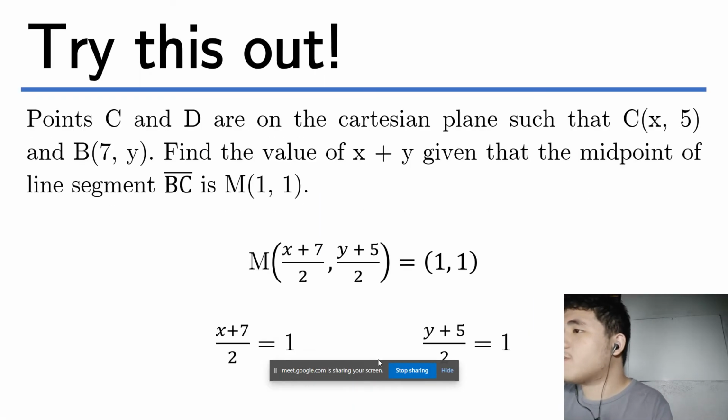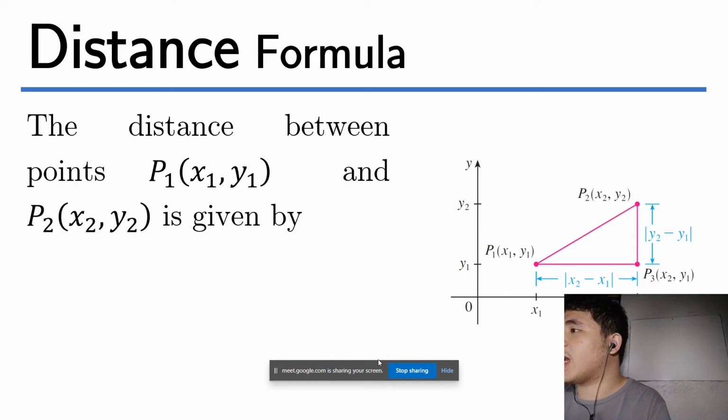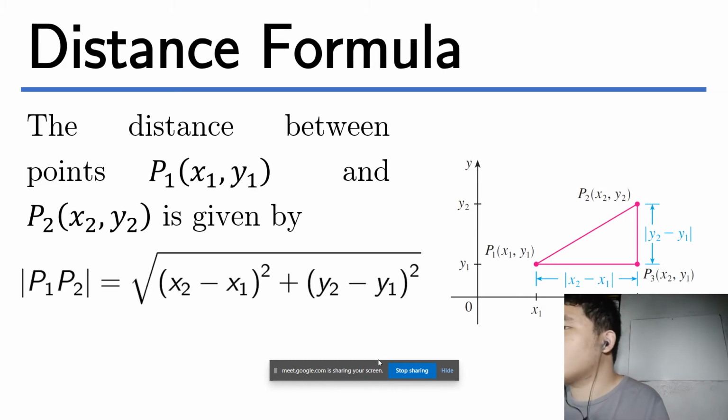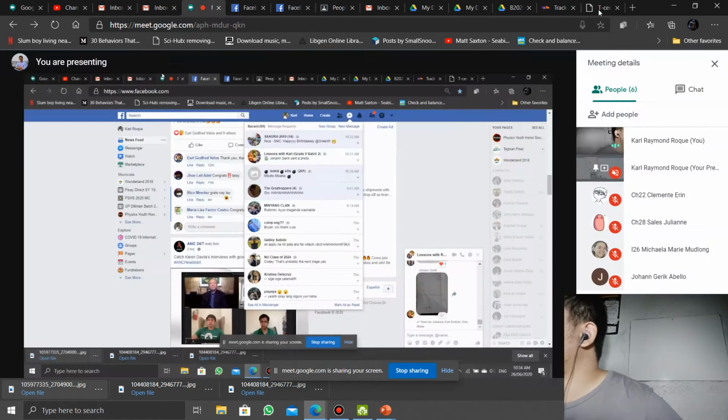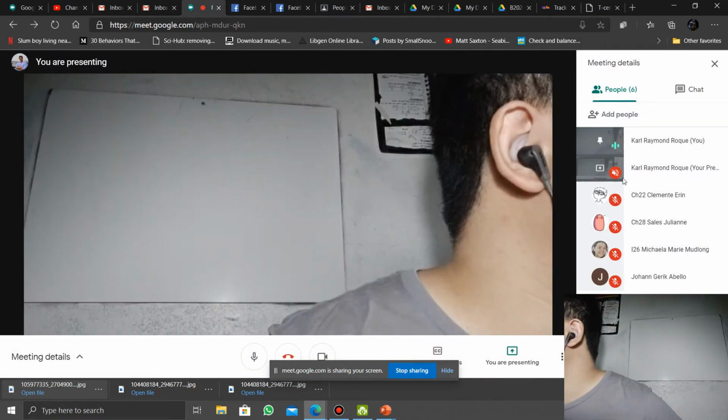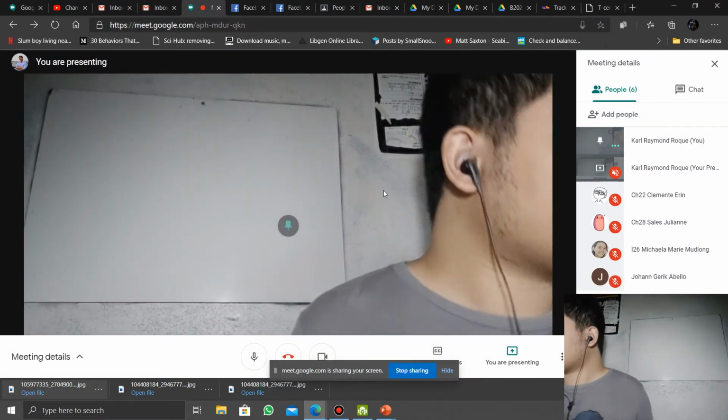Distance formula. The distance formula between points P1, X1, Y1, and P2, X2, Y2 is given by this one: the square root of x2 minus x1 squared plus y2 minus y1 squared. Okay. Let's look at the board, no? I forgot to include the PowerPoint, so let's just look at the board.